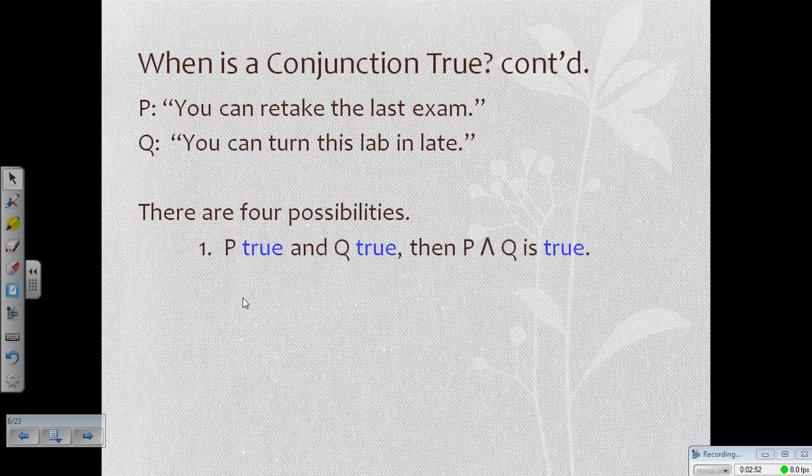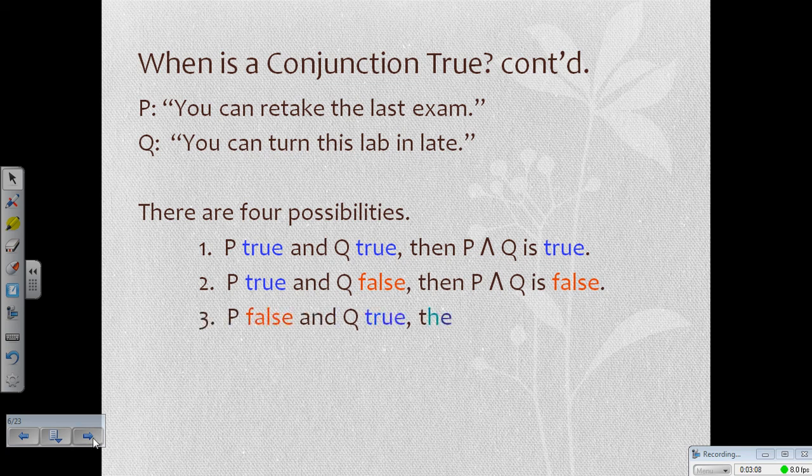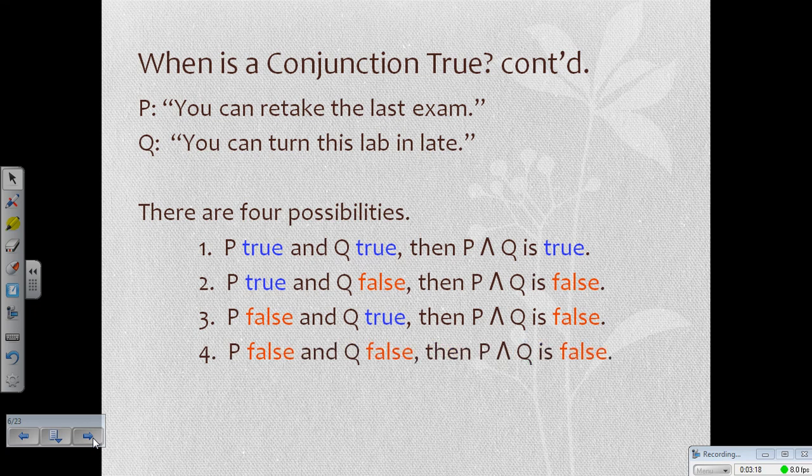If P is true and Q is true, then my whole statement will be true. If P is true and Q is false, then my whole statement is going to be false, because I said you can do this and this, but then I'm not really going to let you do the second part. If P is false and Q is true, just like with the second possibility, I said that you could do both, and then I went back on one, so the whole thing is false. And then, of course, if they're both false, then the compound statement is false.